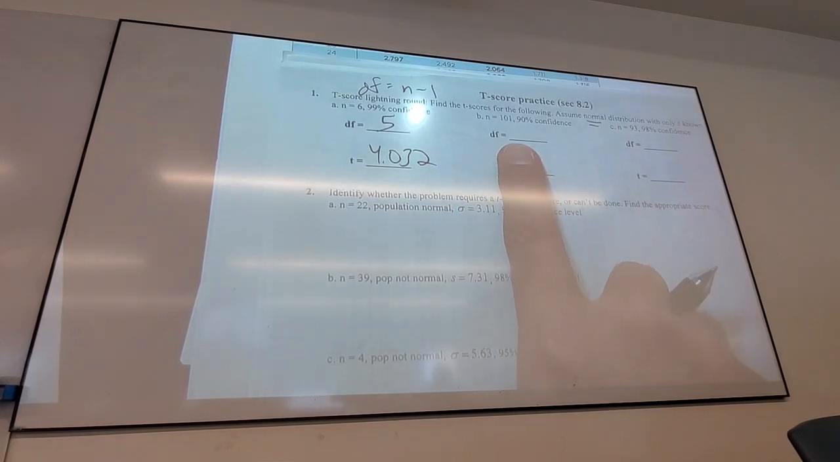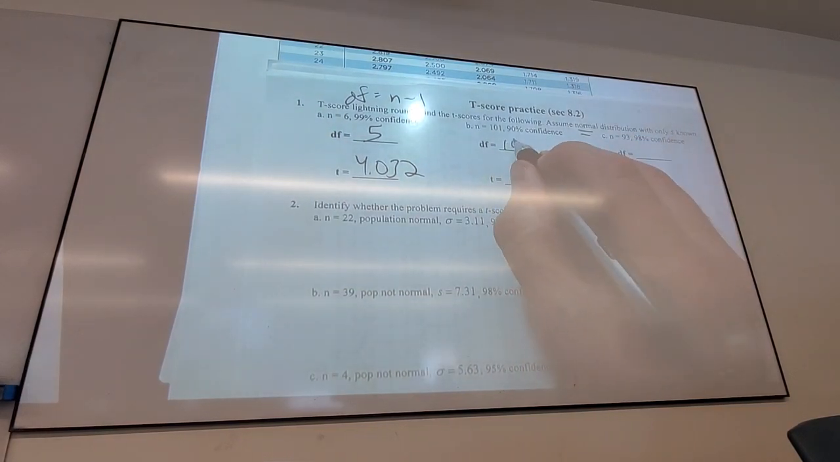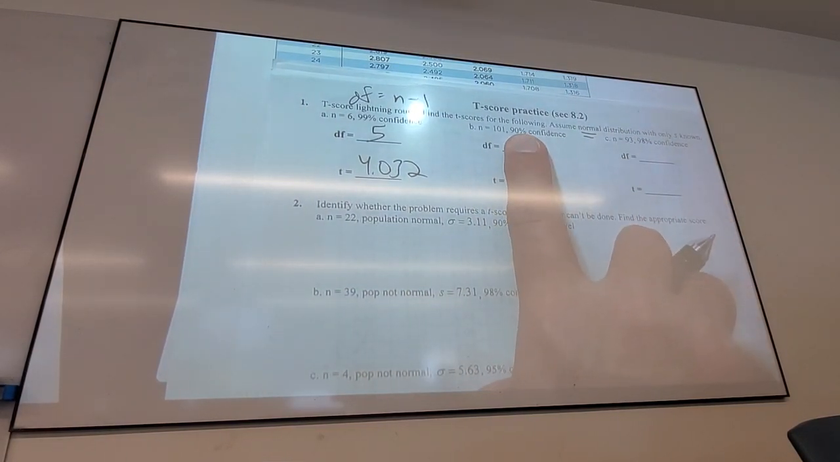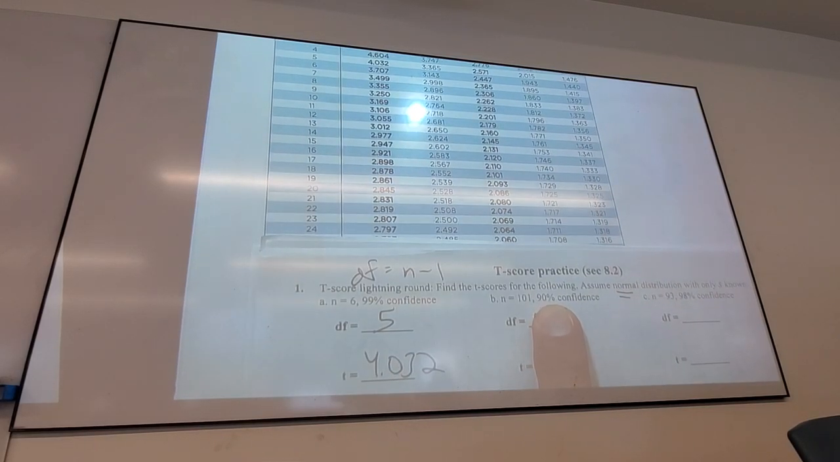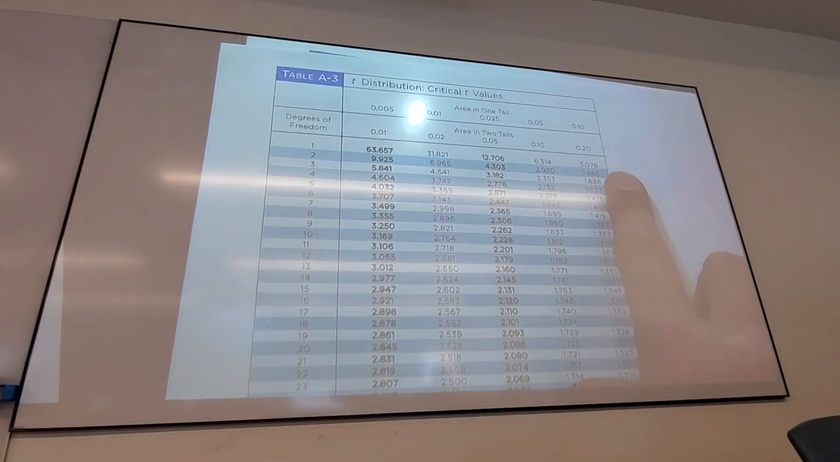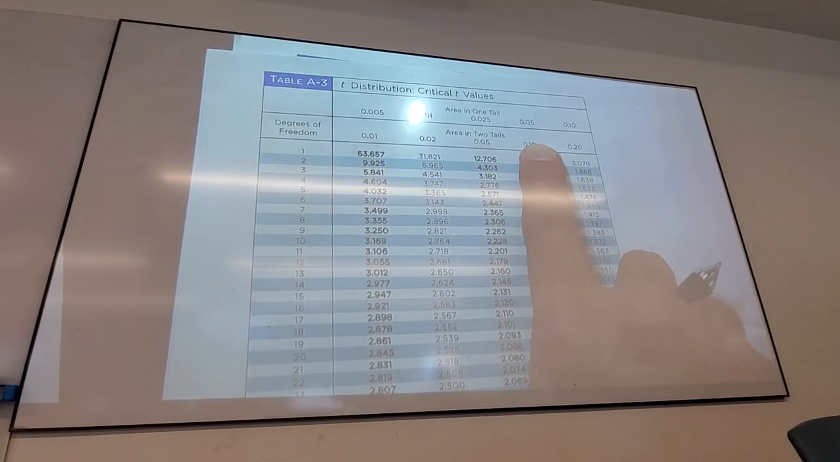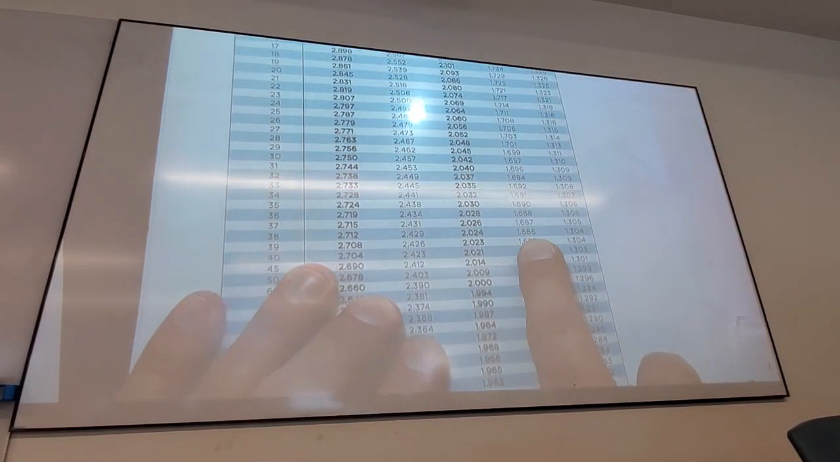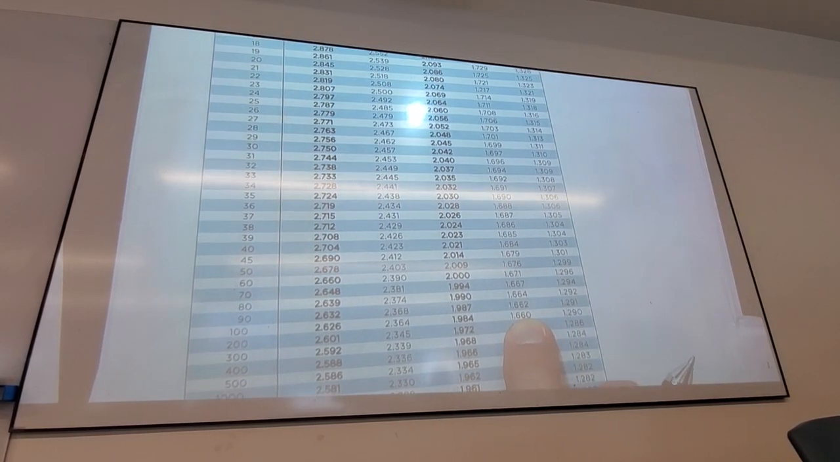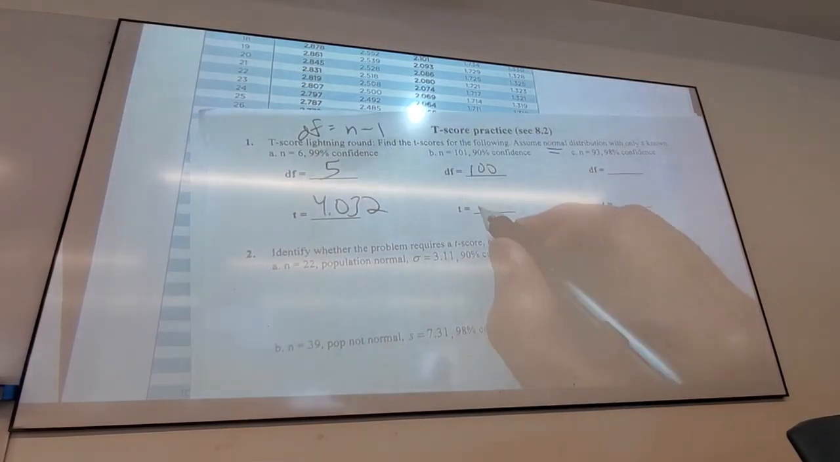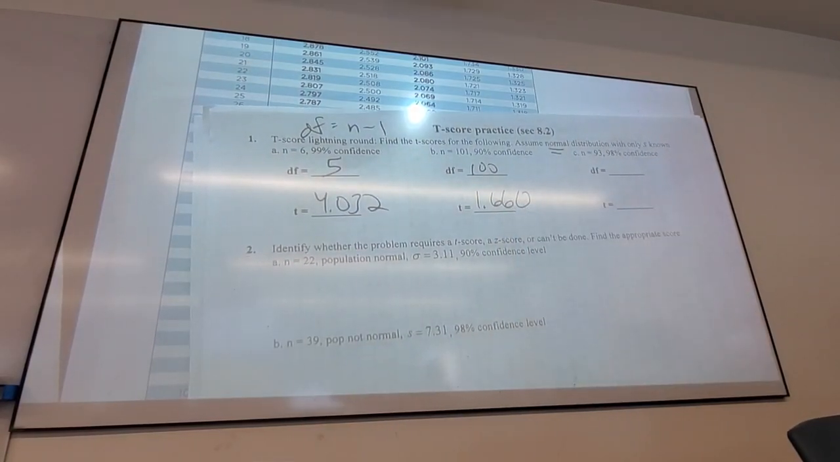What's the degrees of freedom for part B? 100. 90% confidence means how much outside? Or how many in 2 tails? 0.10. So I want to use this column here. And I just want to stop at 100. So I get 1.660. Is that what this says? Yes.